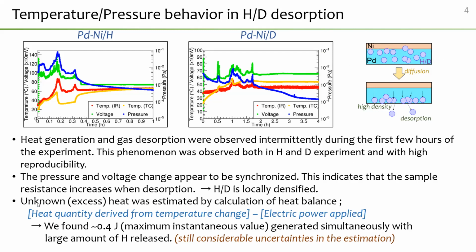We have estimated the unknown excess heat by calculating the heat balance, considering the heat quantity derived from the temperature change and the electric power applied. This is the input power. And we found about 0.1 joule. This is a maximum instantaneous value. It was generated simultaneously with a large amount of hydrogen released. But there are still considerable uncertainties in the estimation, so we should improve this model calculation method in the next step.